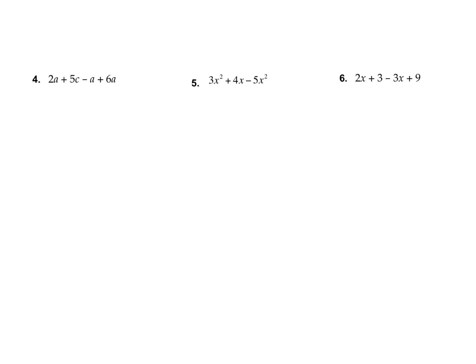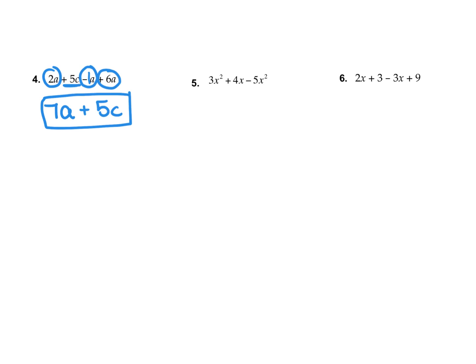All right, number 4, I have 2a plus 5c minus a plus 6a. All right, so let's go ahead. I'm going to circle all of my a's with the operations before them, and I'm going to put a 1 right here so I don't lose that. All right, so 2a minus 1a gives me 1a. 1a plus 6a is going to give me 7a. And now I don't have anything to combine with this 5c, so I'm just going to rewrite it. I'm just going to say plus 5c.